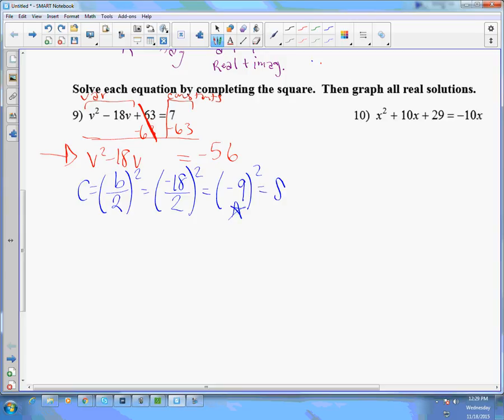Negative 9 squared is 81. But that number, that's it. If you touch your calculator, then you don't have a hint to make sure you're on the right track.